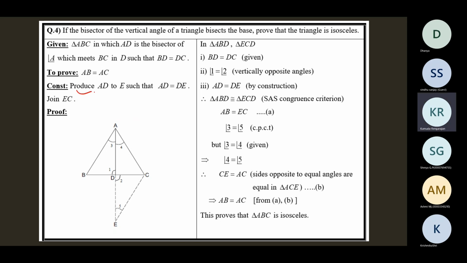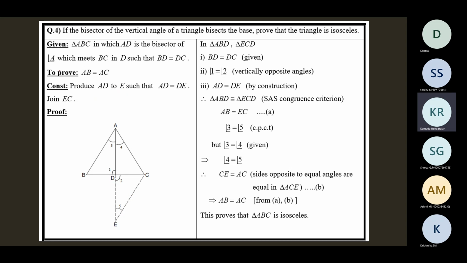So construction is something which is used when information is not sufficient, but you have to prove some results. So we make use of some construction in order to get more information to prove the desired result. Okay, so here produce AD to a point E such that AD is equal to DE, and then join EC. Now the proof.